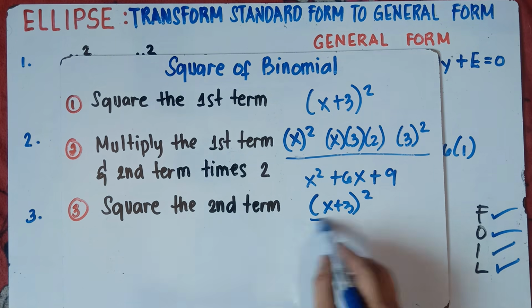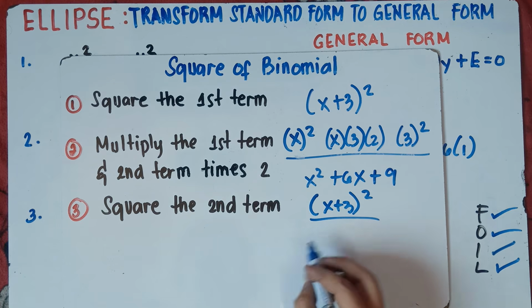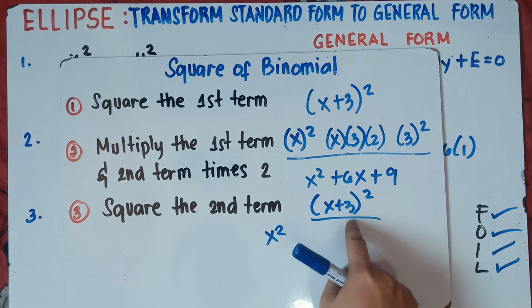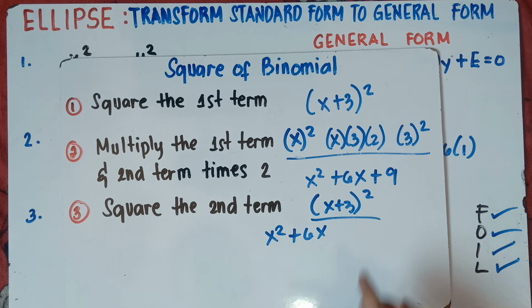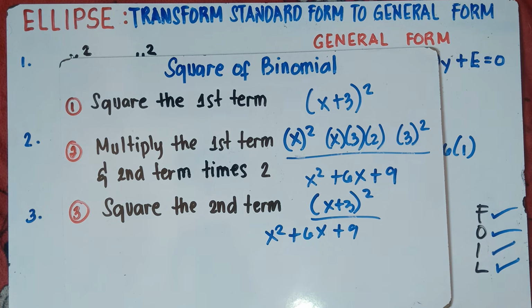Example, class, let's do it again. Let's answer this one in 3 to 5 seconds if you can make it. If you master this one, class, I'm sure that you can answer this within 10 seconds, 5 or 3 seconds. So you square the first term, x times x, x squared. You multiply the first term and second term. X times 3 is 3x times 2. That would be positive 6x. Then you square the last term. 3 times 3, that's positive 9. That's it. Easy, right? For the square of binomials.